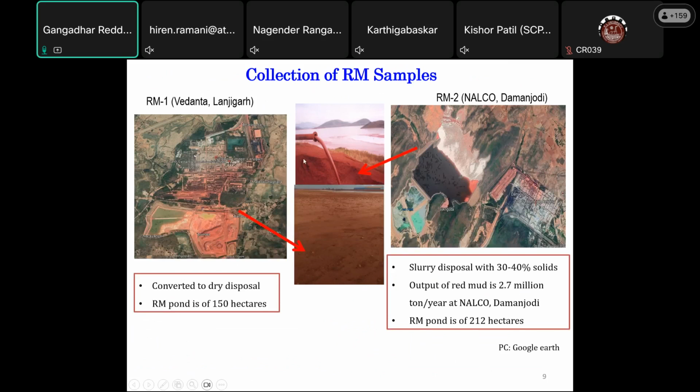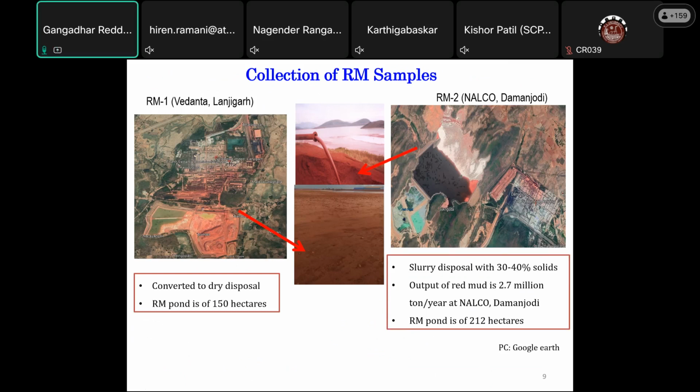We can see where I collected two samples from. One is from Vedanta, the Lanjigarh sample. This is a red mud pond, and you can see how the red mud is simply getting dumped into the Vedanta pond. The other one is from Nalco, present in the Koraput district in Damanjodi. Both of the plants are following the Bayer process only.